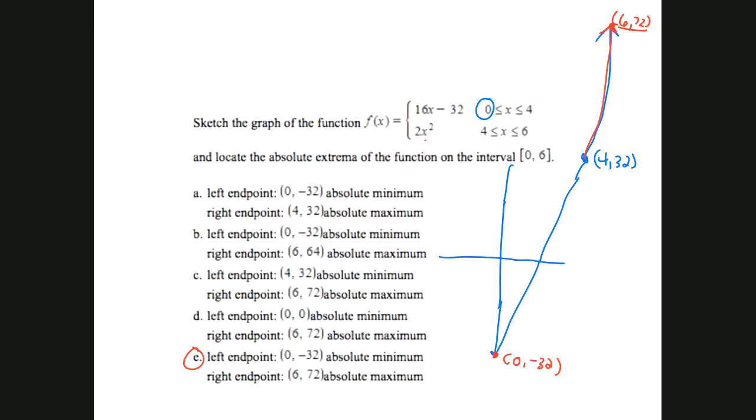Does that make sense? Absolute min, absolute max. I'm graphing out the function. I didn't need to graph it out because I could have just put in the values. I could have put 0 in here, 4 in here, and 6 in here, and I would have come up with the same values.